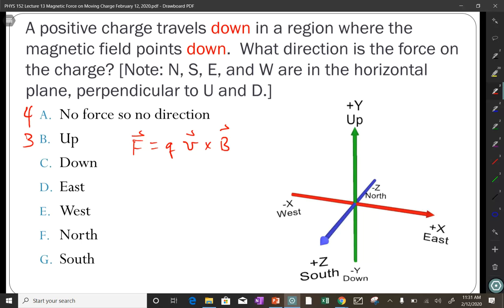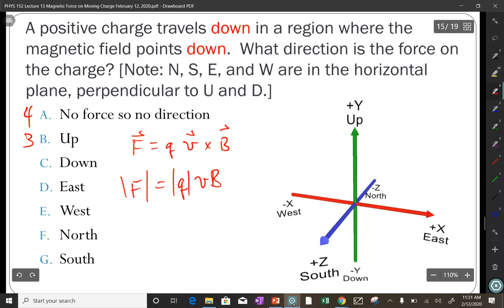Okay, so this is our equation. Force equals Q V cross B. Cross product, as David said, means the perpendicular parts. So when we did the magnitude of the force, that was equal to the magnitude of Q times VB sine of the angle between the two. Well, if they're both down, then theta is 0, and sine of 0 is 0.